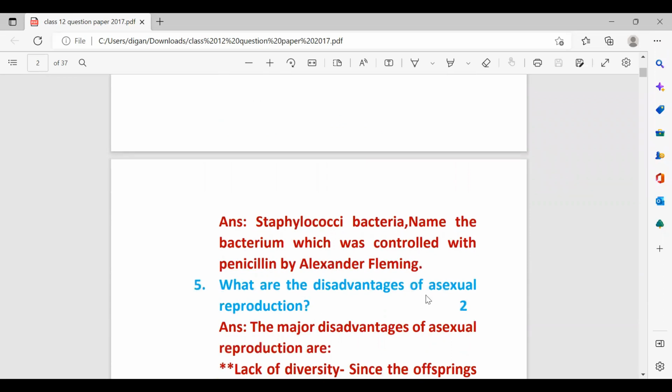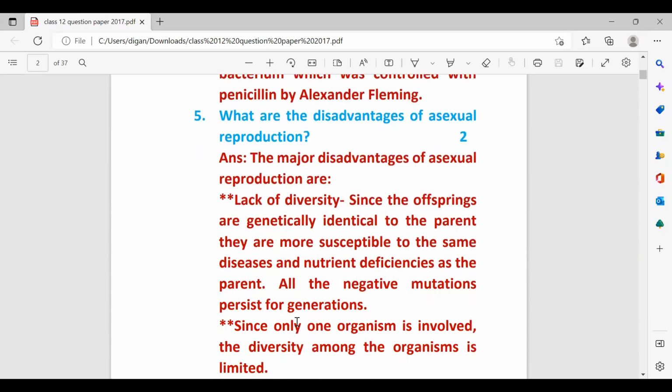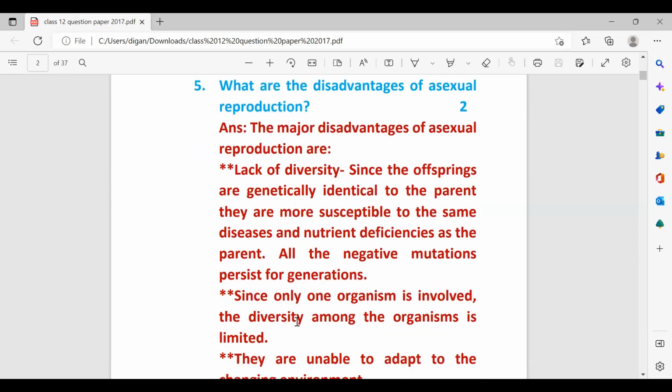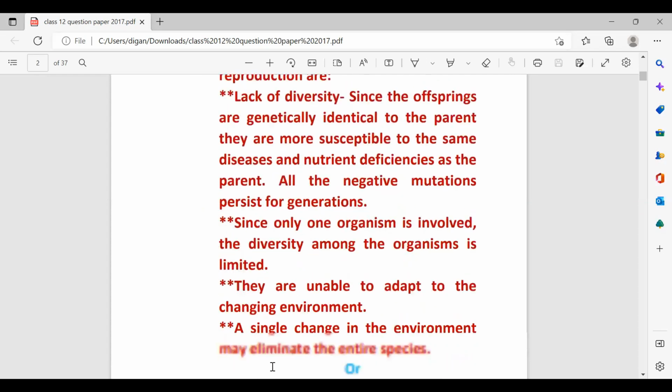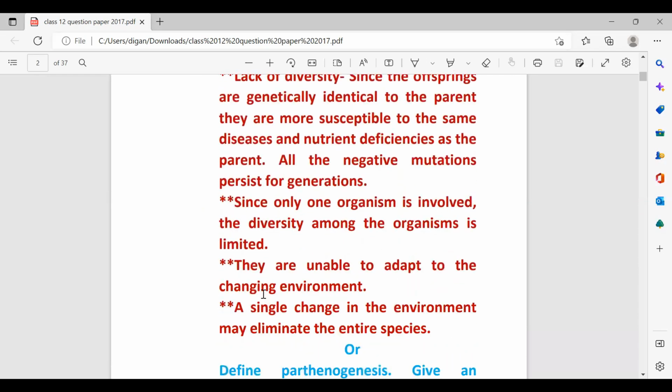What are the disadvantages of asexual reproduction? Asexual reproduction is when only a single parent is involved in reproduction. These are the disadvantages of asexual reproduction: lack of diversity. Since only one parent is involved, diversity among the organisms is limited and they are unable to adapt to changes in the environment. And the last point, a single change in the environment may eliminate the entire species.